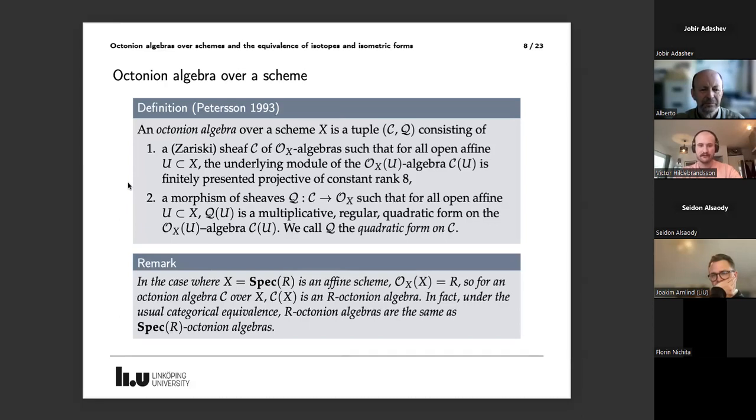So if X is an affine scheme, then this definition gives us back the exact definition we just gave of octonion algebras over rings, and using the usual categorical equivalence, we can also go the other way around. So octonion algebras over a ring are exactly the same as octonion algebras over an affine scheme.